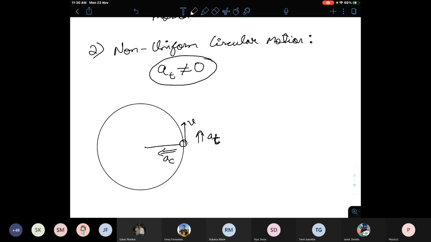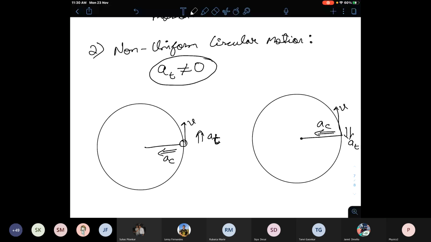And in the second case, velocity was like this, but A tangential was in this direction and A centripetal was like this. So these are the two cases in non-uniform circular motion. In one case, the velocity is increasing, in another case the velocity is decreasing.